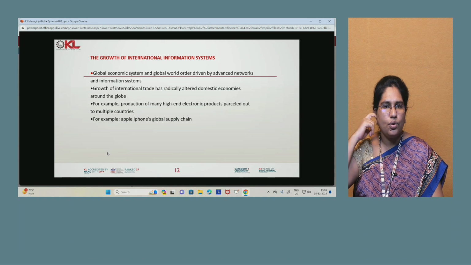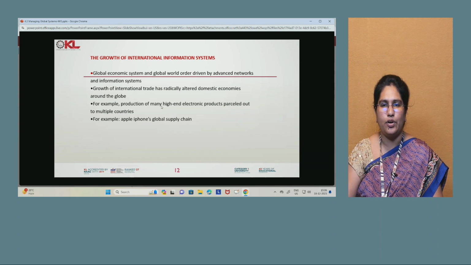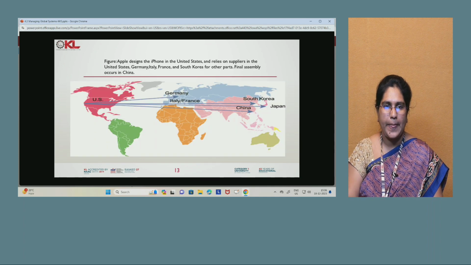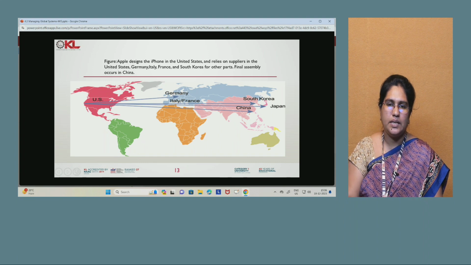So the growth of international information systems is driven by a global economic system and global world order, driven by advanced technology and the growth of international trade. For example, the production of many high-end electronic products, like the Apple iPhone. So this is the area, it is coming from the US, after that it is going to Germany, Italy, France, South Korea. It is going to different places.